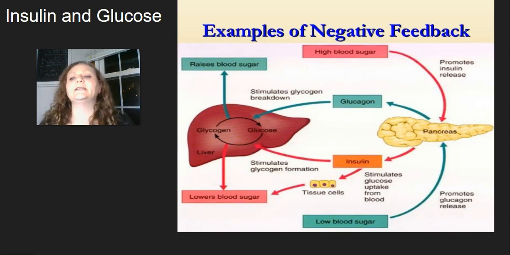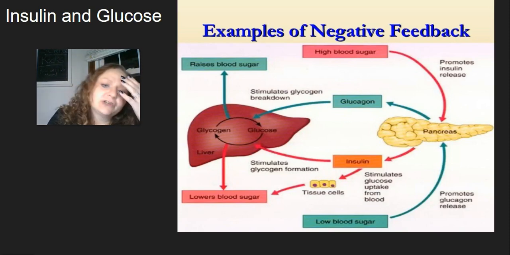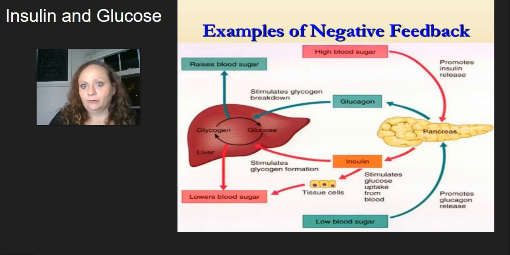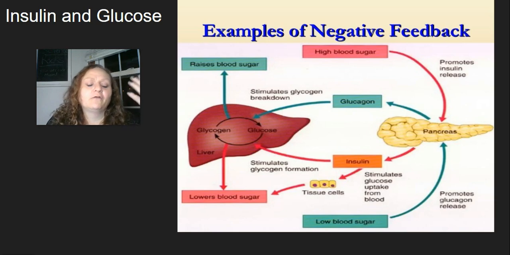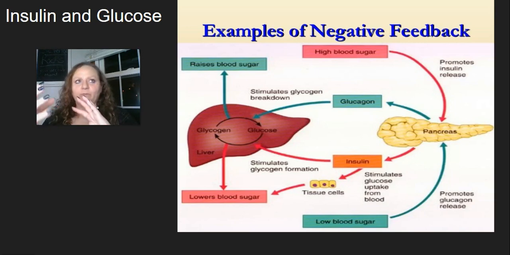Here is an example of negative feedback. And some of you have already studied this a little bit, but essentially, the way to read this model is to follow the colors. So let's say that I have high blood sugar. This is going to cause my pancreas to promote insulin release, which in turn, that insulin is going to help form glycogen. That's when you take glucose and you stick it with other glucoses to make a large starch, and it actually reduces your blood sugar level.